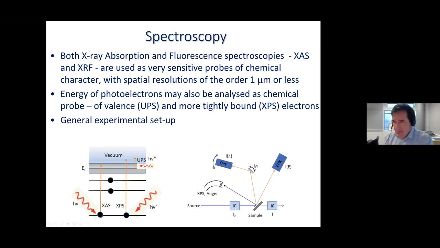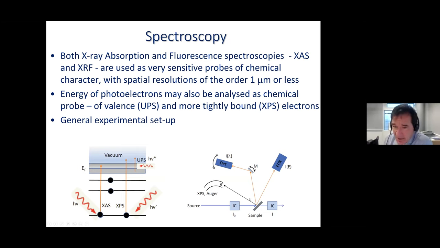And again, just very schematically, the absorption measurement is very straightforward. We shine photons of a measured incident intensity onto the sample, and we measure the intensity of the photons that pass through, and the absorbance is just I over I naught.